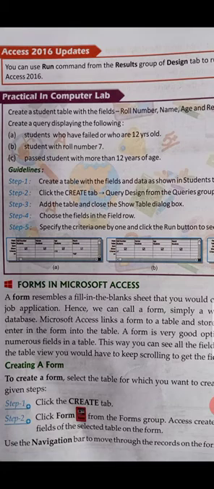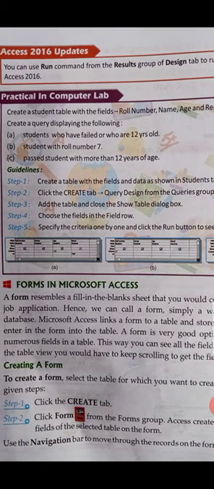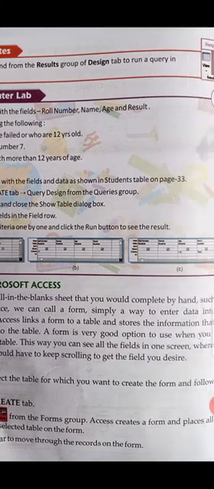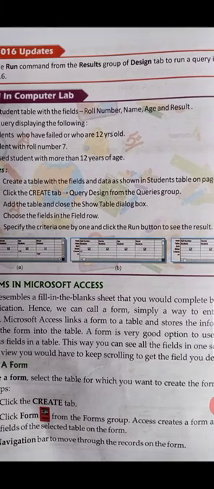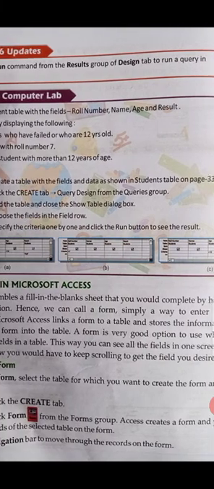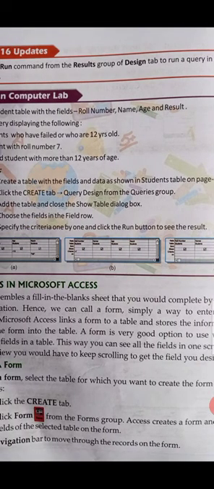A form is a very good option to use where there are numerous fields in a table. This way we can see all the fields on one screen, whereas in the table view we would have to keep scrolling to get the field we desire. Sometimes we want to view incomplete data, so it will come in the singular form.